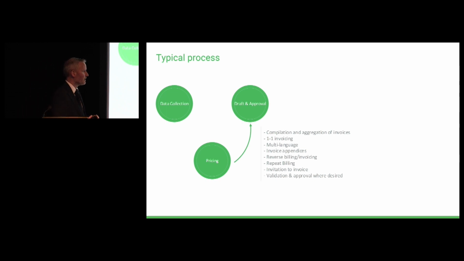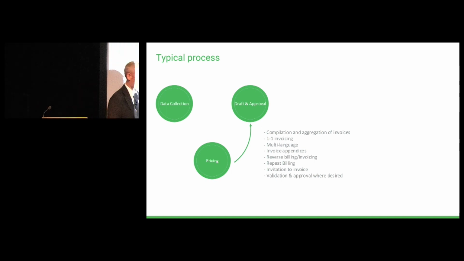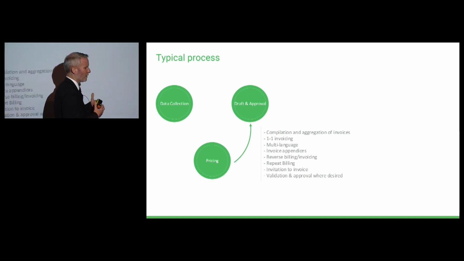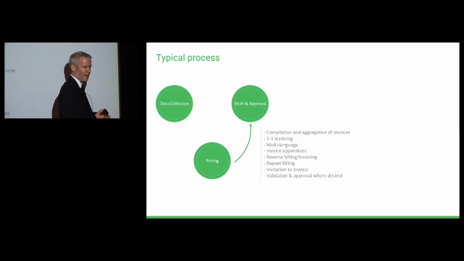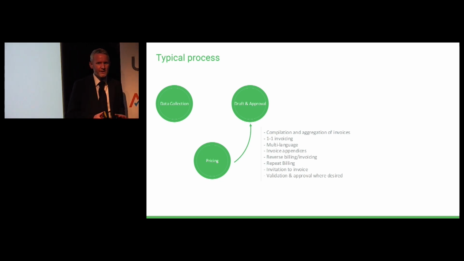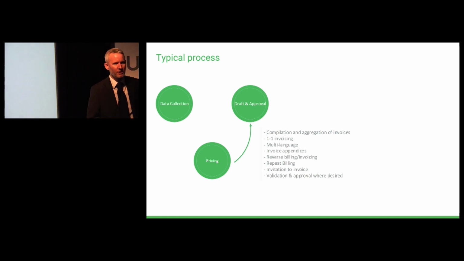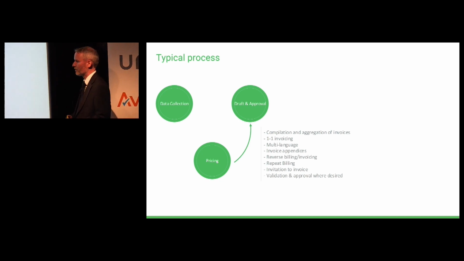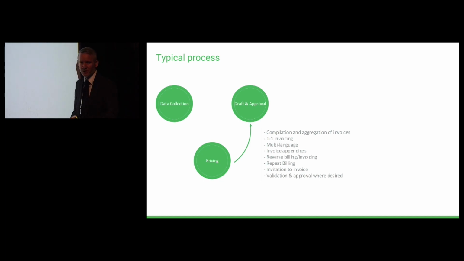So this top line is really, really important: compilation and aggregation of invoices. So it will take all of the invoices for one specific supplier and it will smash them all together and give you one big invoice, or not if you don't want it to. It will do it separately. It's entirely up to you, and the frequency at which it does it and all the rules behind it are completely configurable. So you can do one-to-one invoicing if you want to.